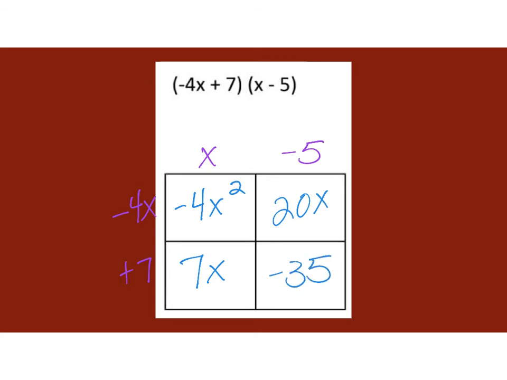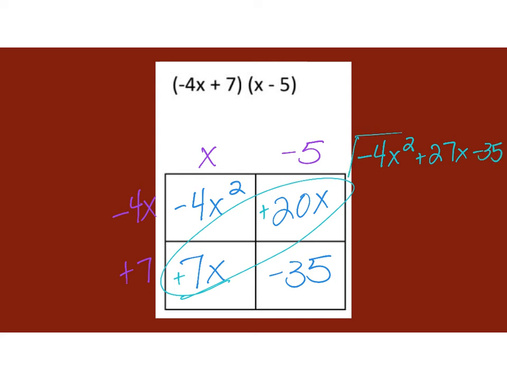Going back to that idea that we have like terms right here. I now have negative 4x squared. My like terms, remember this is positive and so is this. So we're going to have plus 27x minus 35. That is our multiplication of two binomials.